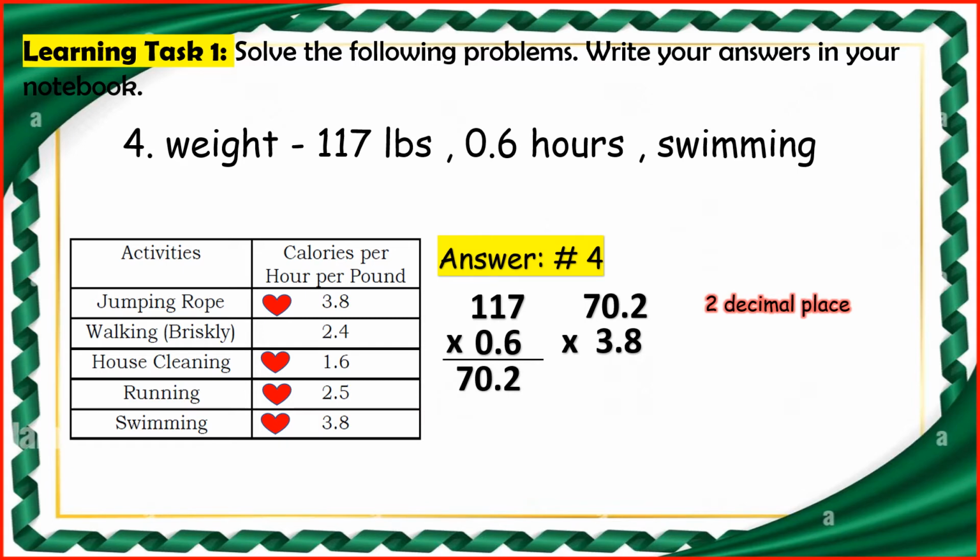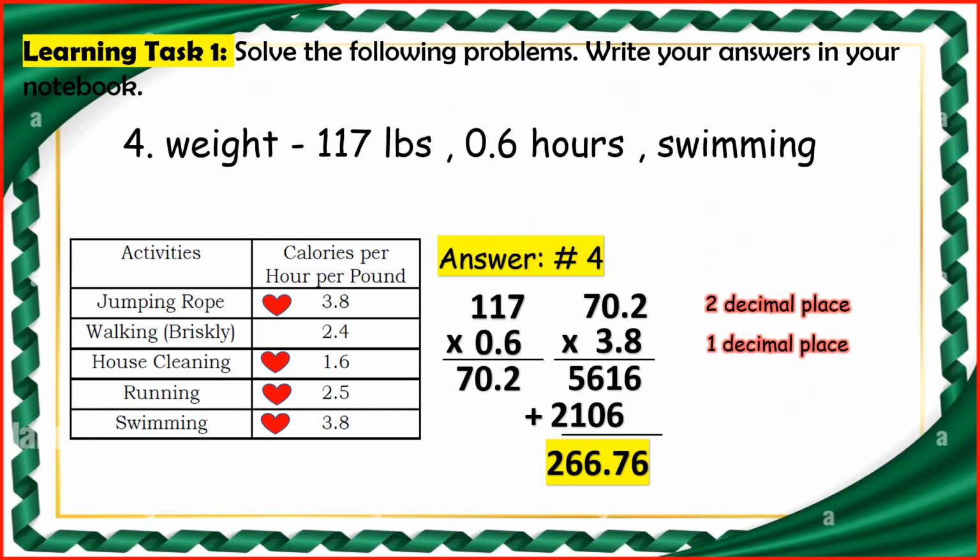multiplied by 3.8, which is the calories per hour per pound. So it has also 1 decimal place. And then let us multiply. So 702 multiplied by 8. So the answer is 5,616. And then 702 multiplied by 3. So the answer is 2,106. And then let us sum it up.